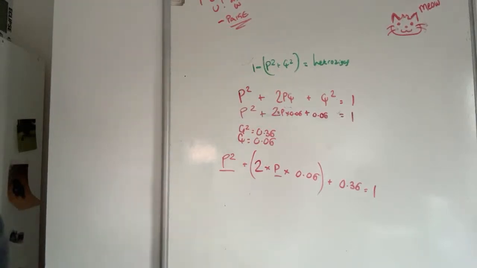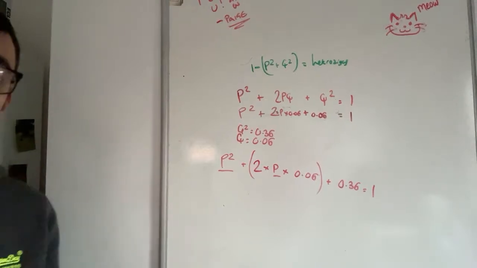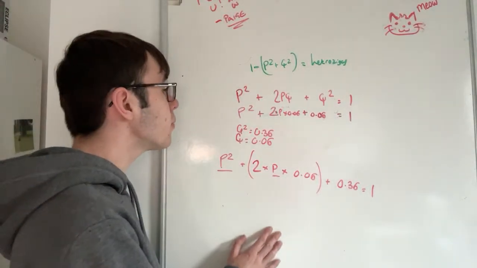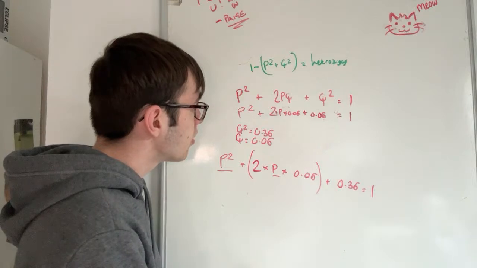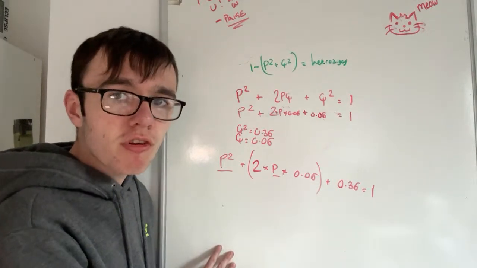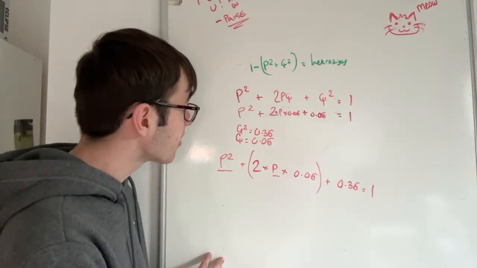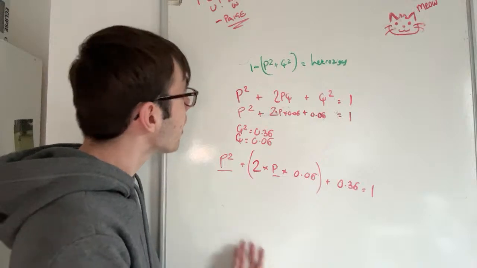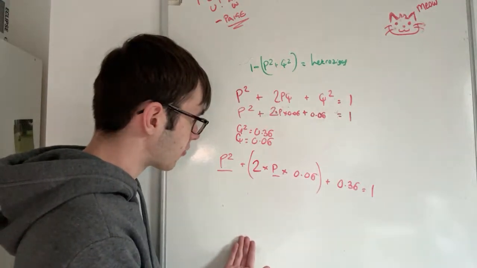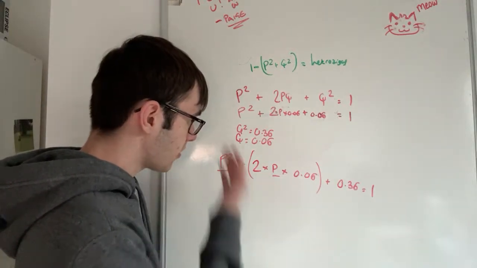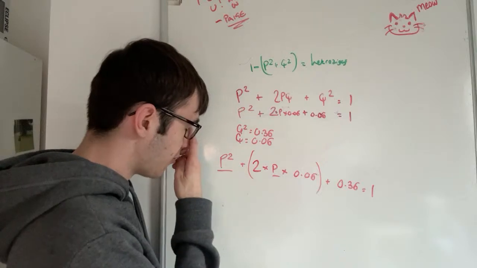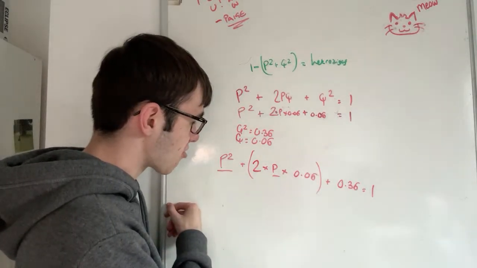Where are you getting this from? Why is this equation actually driving me insane? Why can't I do the Hardy-Weinberg equation? Why am I doing A-level math in order to try and figure this out?